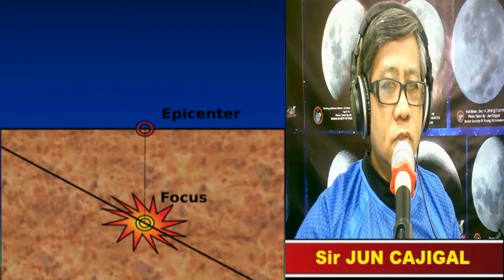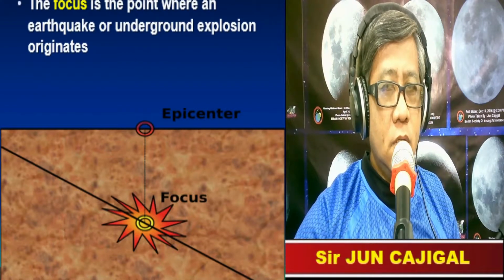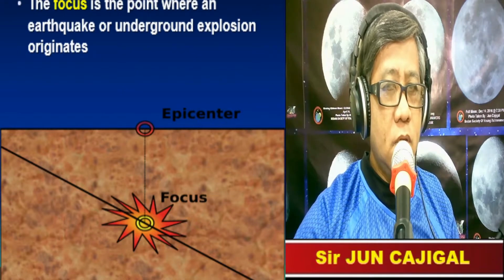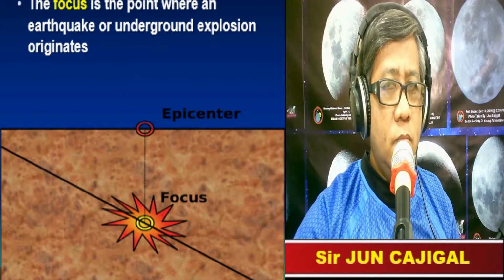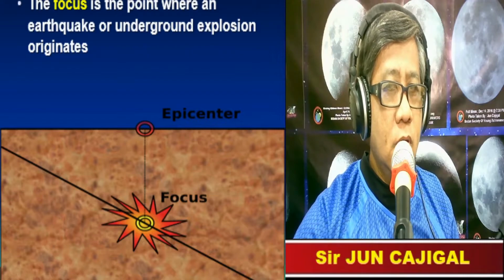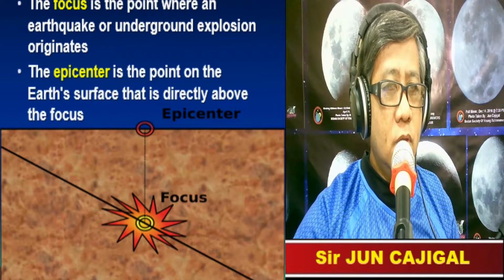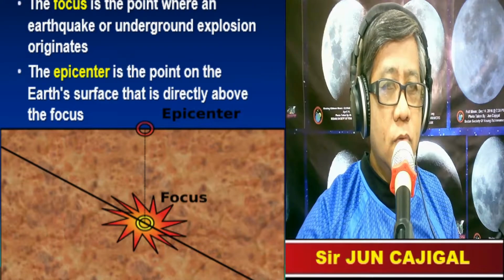Now, focus is that point where an earthquake or an underground explosion originates. So, when the rocks break and they release seismic energy, that point where the seismic energy is released, or the point where the earthquake originates, is the focus. Now, what about the epicenter of an earthquake? The epicenter of an earthquake is the point on the Earth's surface that is directly above the focus.